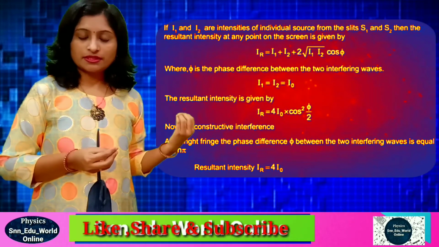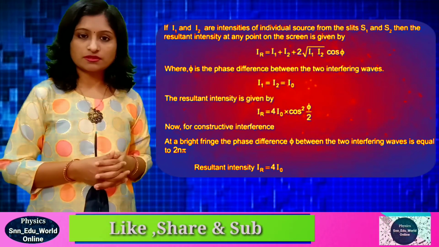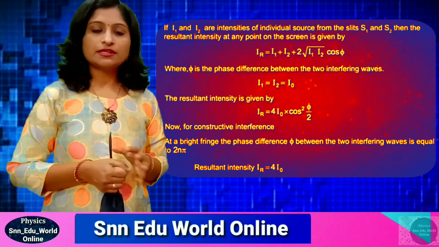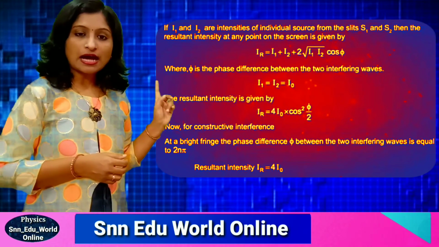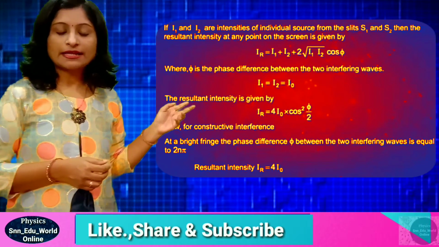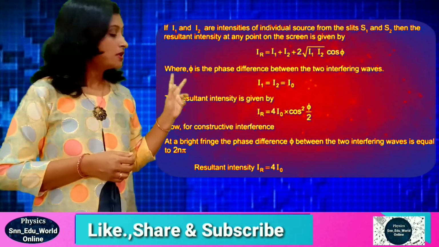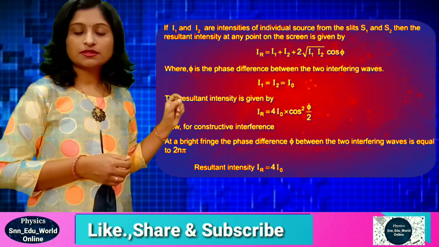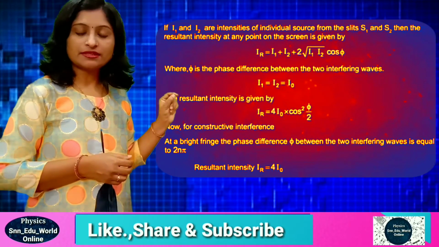Now in Young's experiment, the same source is divided into two sources to form coherent sources. So here the intensity will remain the same, so I1 is equal to I2. If we substitute this, the equation becomes IR is equal to 2I naught plus 2 square root of I naught squared, which comes out as I naught, into cos phi. We show only one intensity, represented here as I naught.